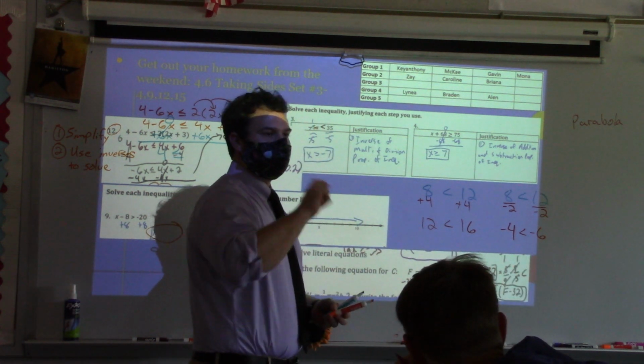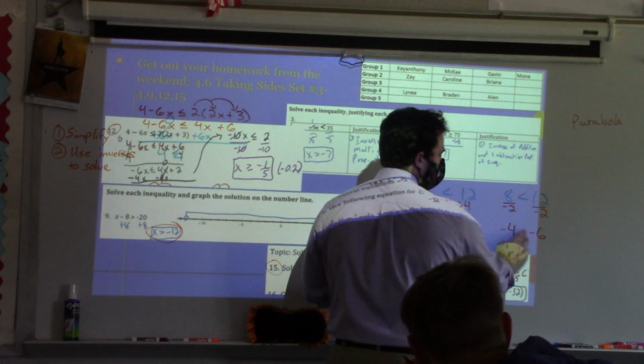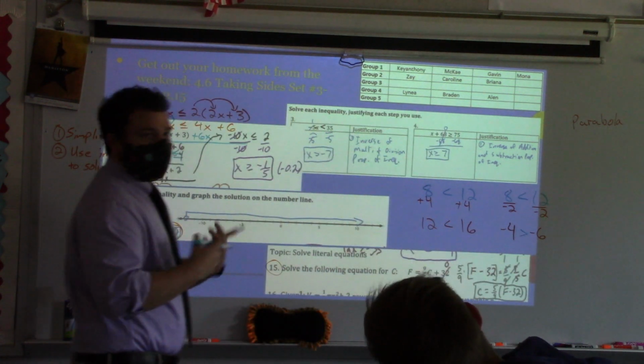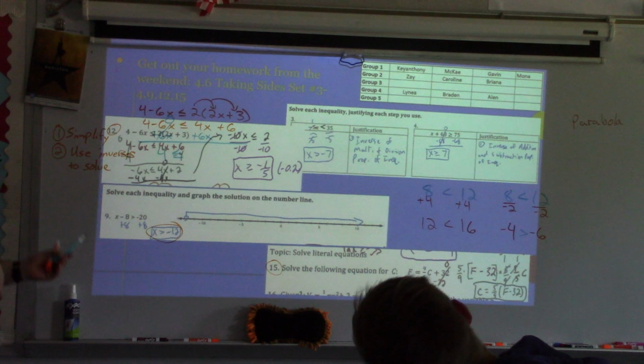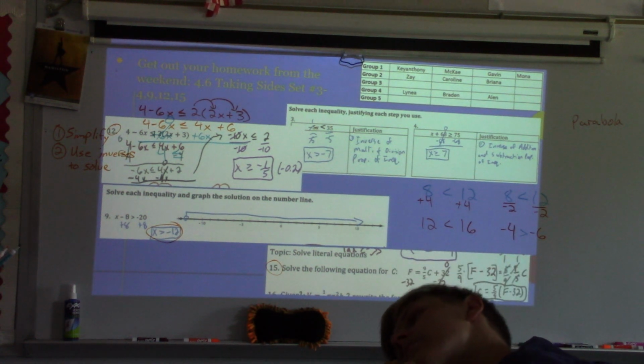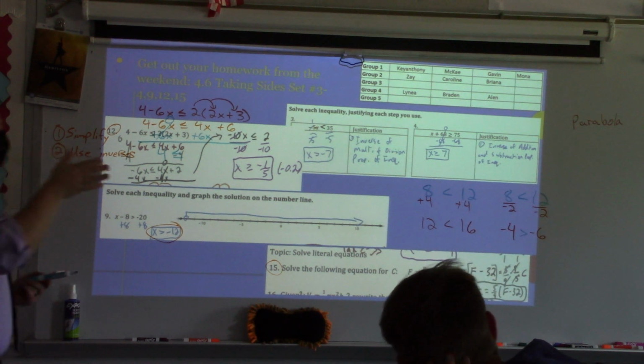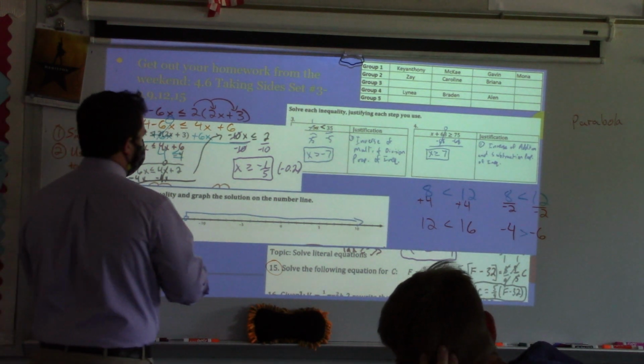No. So to maintain the equivalency, I have to reverse the direction, right? So it's that idea of we're not just, whatever we do to one side we do to the other, it's maintaining the equivalency, meaning it looks different, but it's effectively the same, okay?